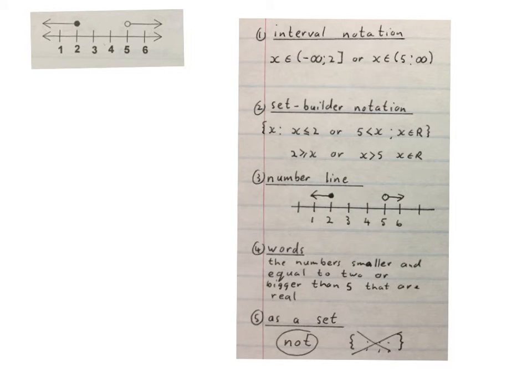The number line is what they gave me, so this number can be indicated on the number line, still the same answer. You can also write in an exam, an essay for the people, if you understand this. It says the numbers smaller and equal to 2 or bigger than 5 that are real. That's another way to answer a question like this if they don't force you into any one of these notations.